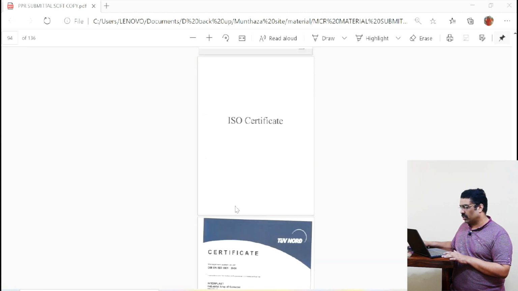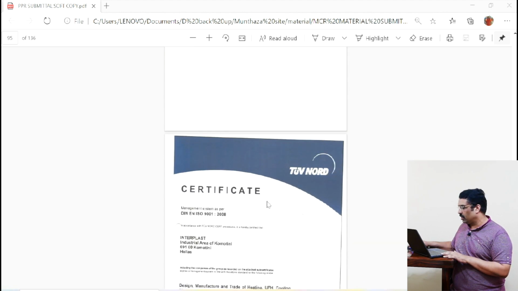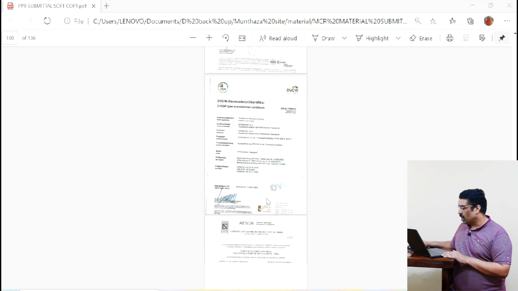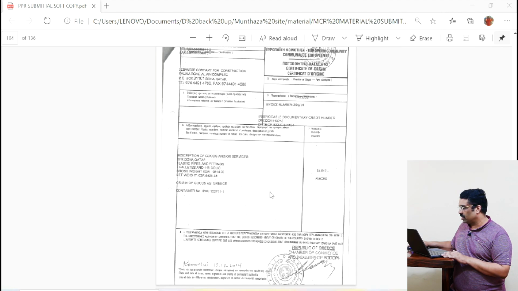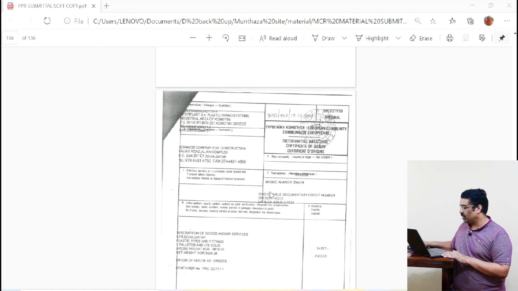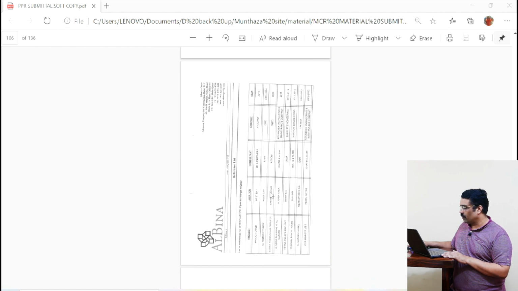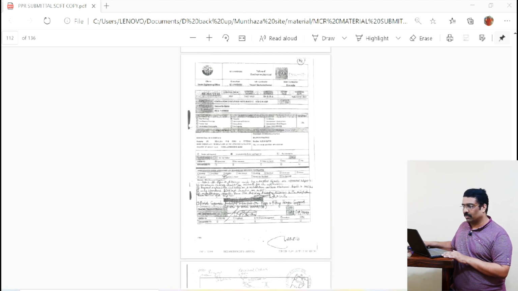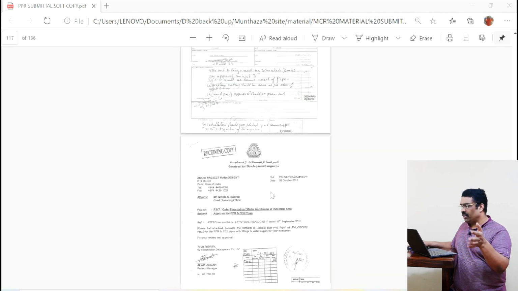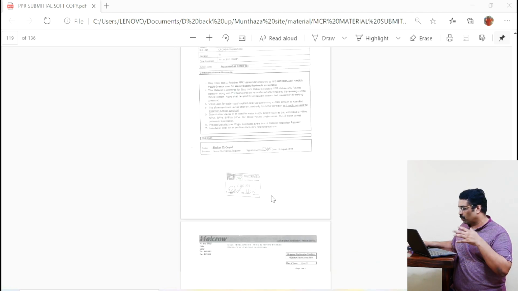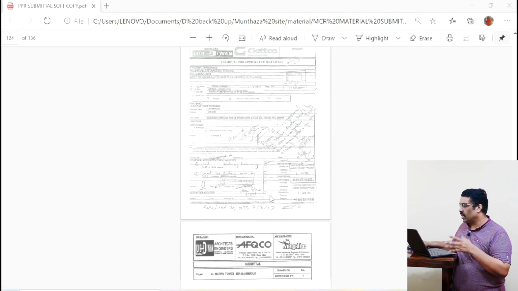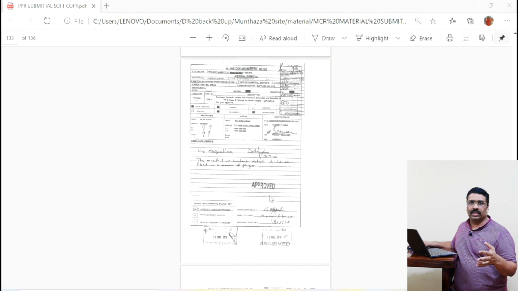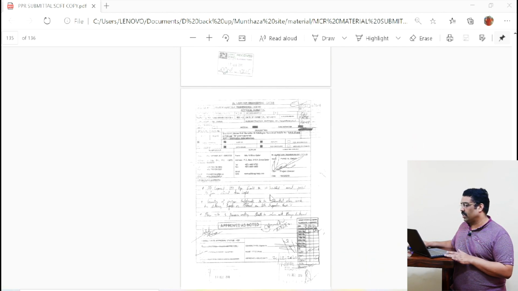See the ISO certificate. As we saw in the beginning, these are the ISO certificates, and there are some other certificates also they have mentioned over here. And we will see the country of origin certificate. See, this is the country of origin certificate. List of previous projects. See, wow, previous approvals. If some consultant has given approvals, these are the approval sheets. Maybe different projects, different consultants, whoever has approved this brand, we can attach as a reference. This is the way we need to do the material submittal to the consultant. This is the end of the stage.